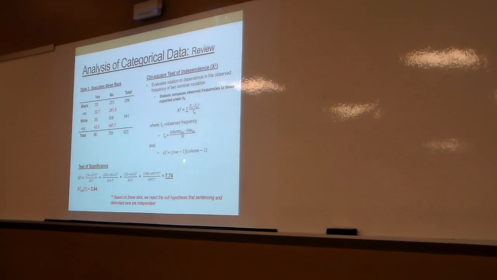We've got 2 rows, so 2 minus 1 is 1, times 2 columns, 2 minus 1 is 1, 1 times 1 is 1. I get a chi-square with 1 degree of freedom, critical value 3.84, and that far exceeds it, right? And so based on this, we would reject the null hypothesis that sentencing and defendant race are independent, right?